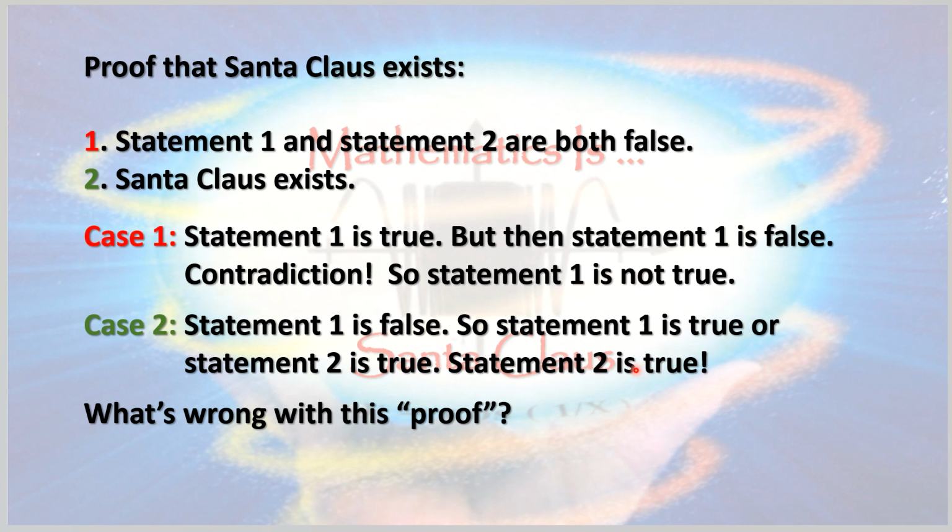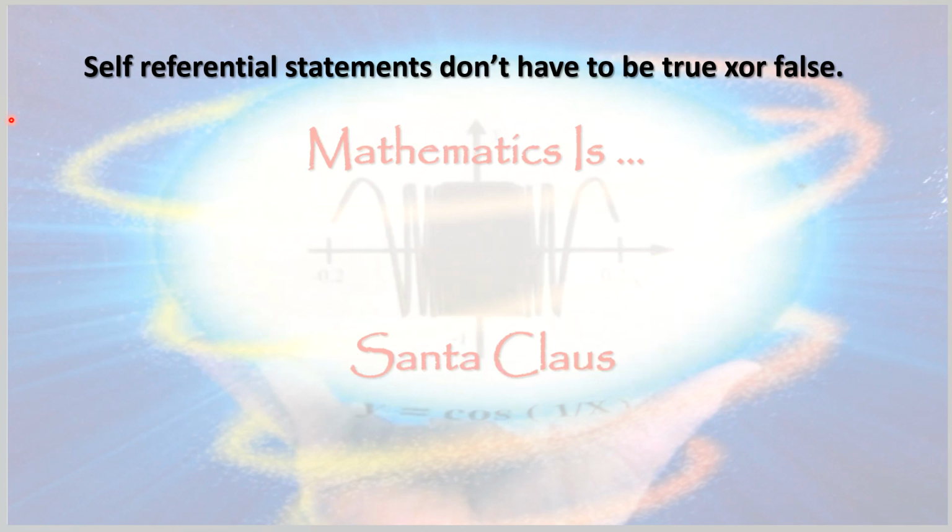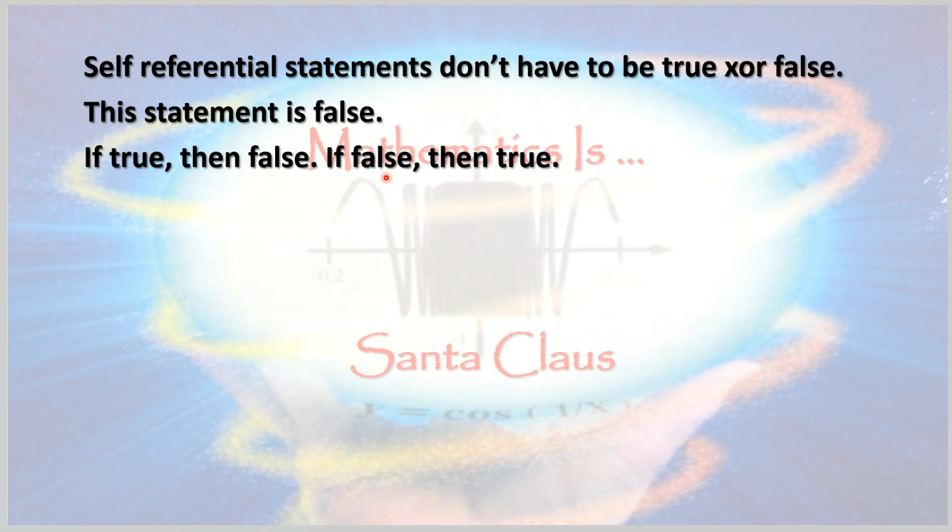One large clue is that we could have changed statement 2 to anything and still concluded that statement 2 is true. The problem is in the logic, and it's here. Self-referential statements can be neither true nor false. The classic example is "this statement is false." If it's true, it's false. If it's false, it's true.